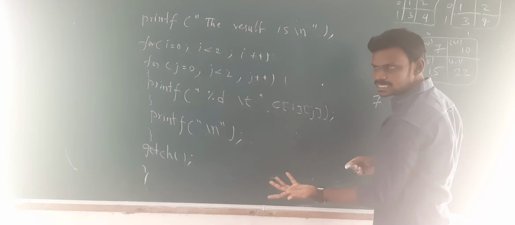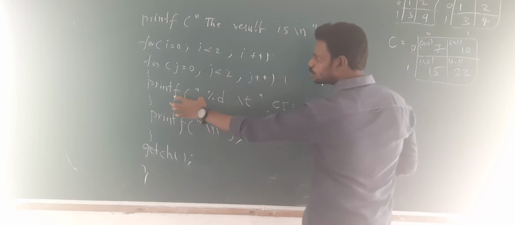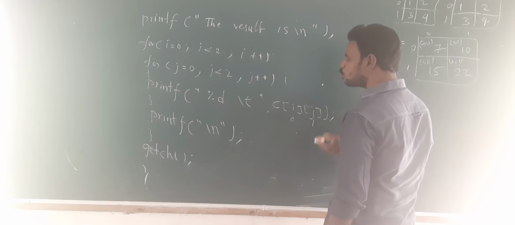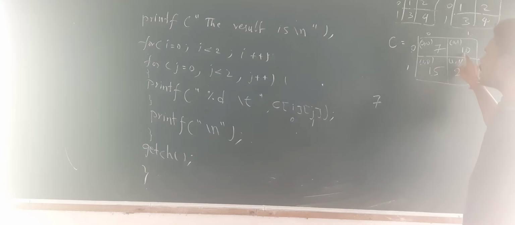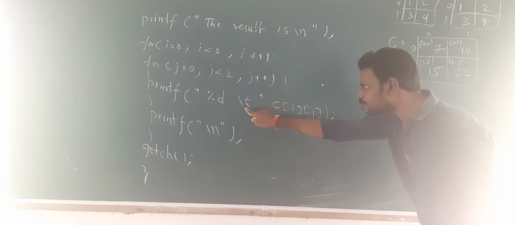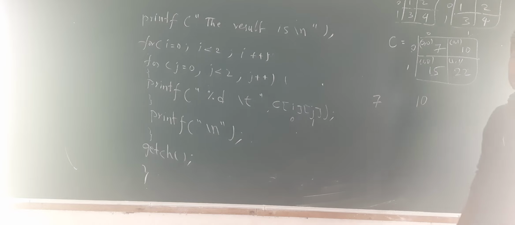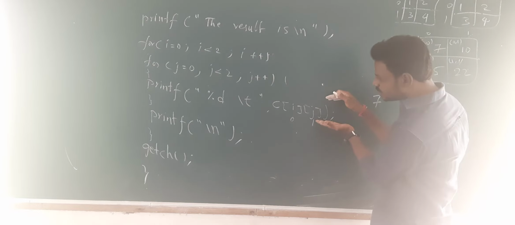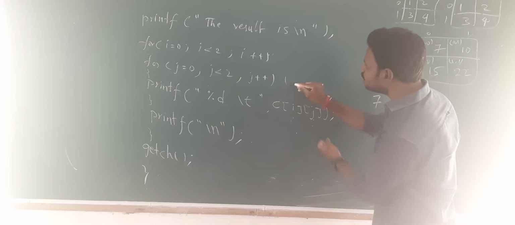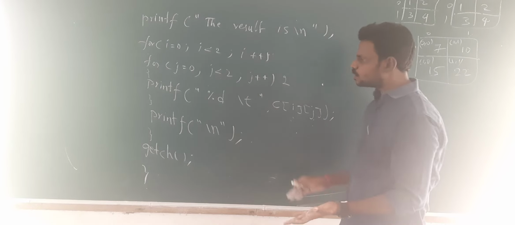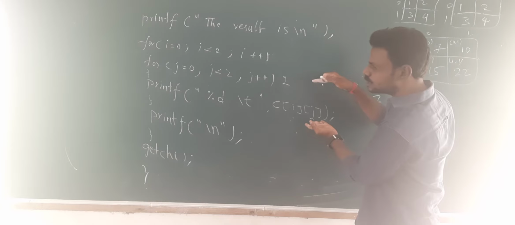1 less than 2, yes. Okay. Now, again I am entering into the loop. Now, i is 0, j is 1. At 0, 1 position I am having 10. After taking a tab space, I have taken 10. After 10 also a tab space will be there. But after completion of this, what will I do? I will increment the value of j. J is 2. 2 less than 2? No, it is not. I will come out from this j.